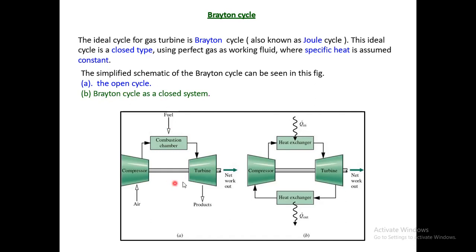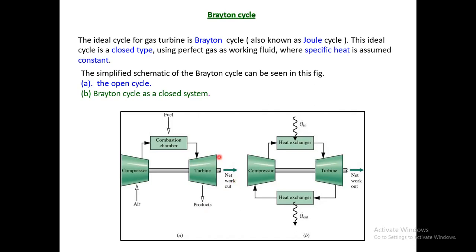In the open cycle, you can see there is no heat exchange chamber, which means the air is taken in by the compressor and goes through to the combustion chamber. Air enters the combustion chamber to burn the fuel and generate the output, which is then provided to the turbine, and the products further go through the condenser. Further, the net work output can be formed.